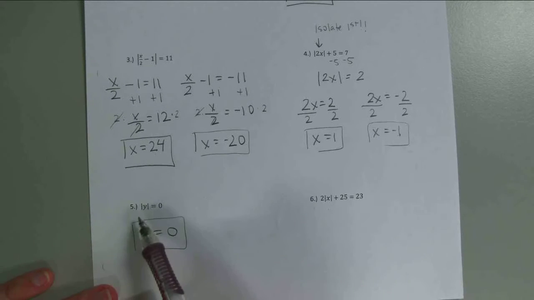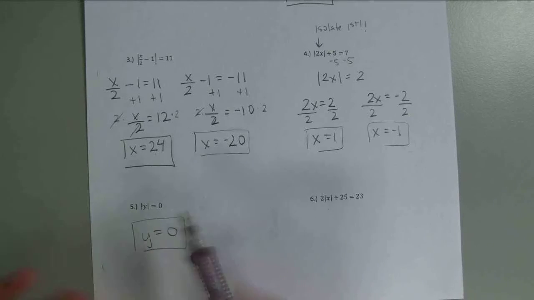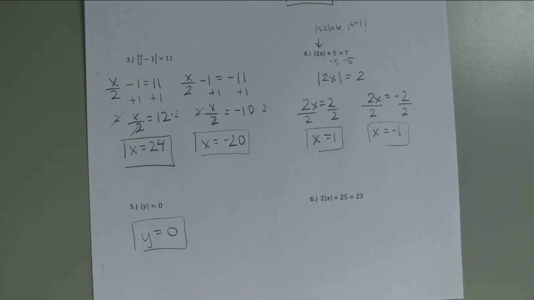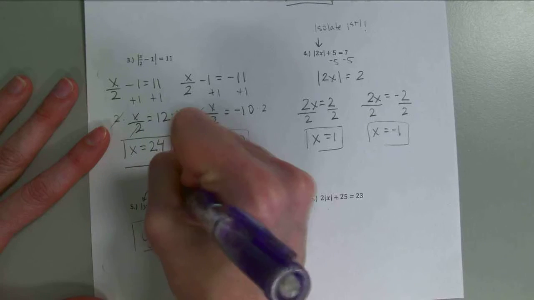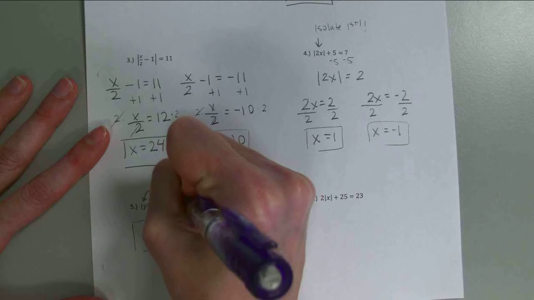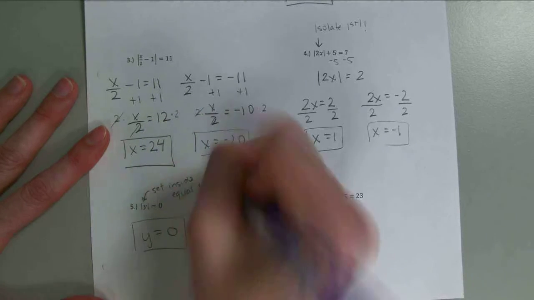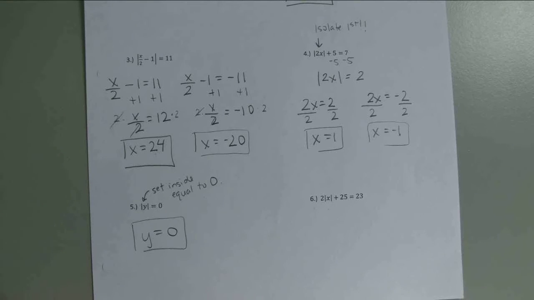If that was like 5w plus 3 equals 0, then you would set 5w plus 3, whatever the inside is, equal to 0. So set inside equal to 0. Because it won't always be that easy, you know? You'll have some solving. All right, let's look at this next one, number 6, okay?